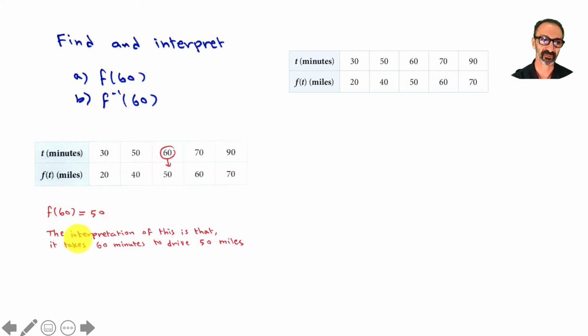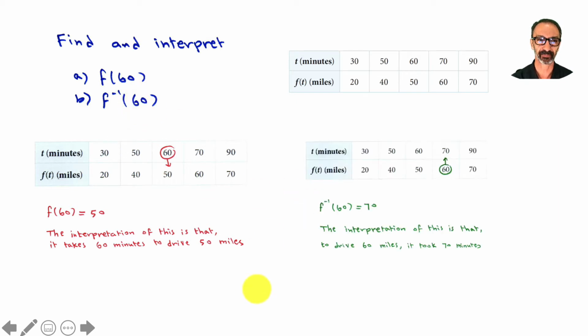But what does it mean? The interpretation of this is that it takes 60 minutes to drive 50 miles. That's the meaning of it. Let's go for the other one.